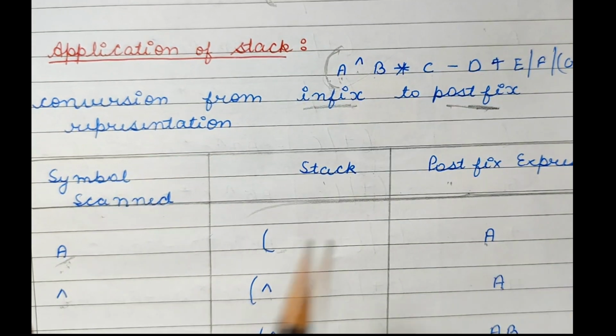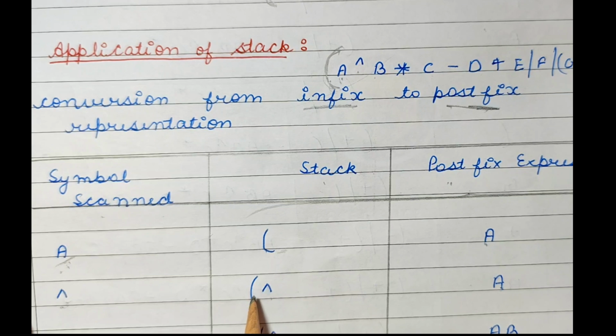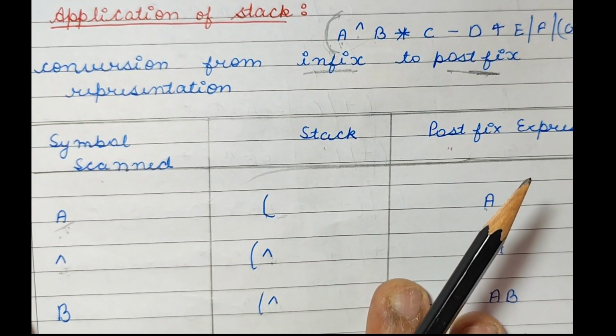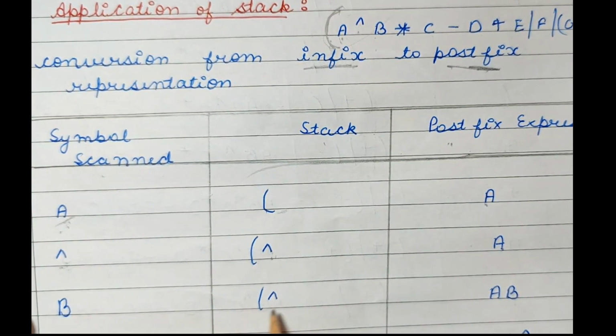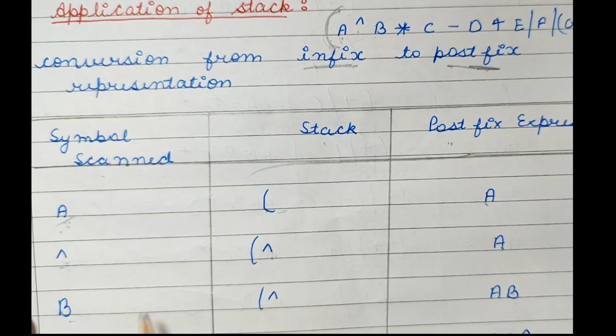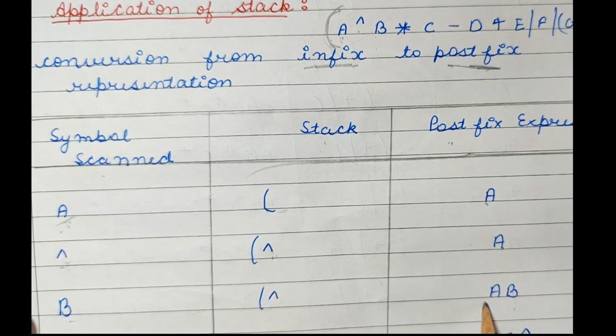Okay, so this is rule number 2. Now we have not compared because there is no operator in the stack, because exponential is our first operator. After the left parenthesis there is no operator, that's why we first push this exponential operator. After this, the symbol is capital B. Capital B is an operand, so we write capital B as such in the postfix expression. Rest of the things are same.